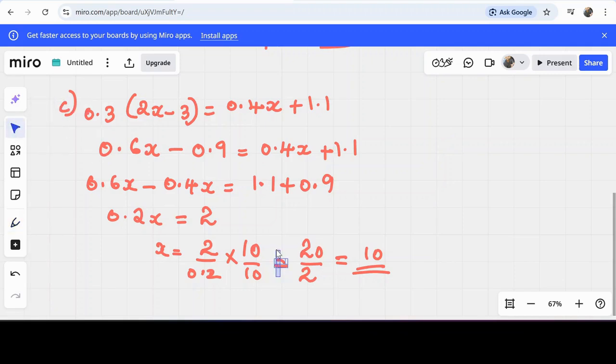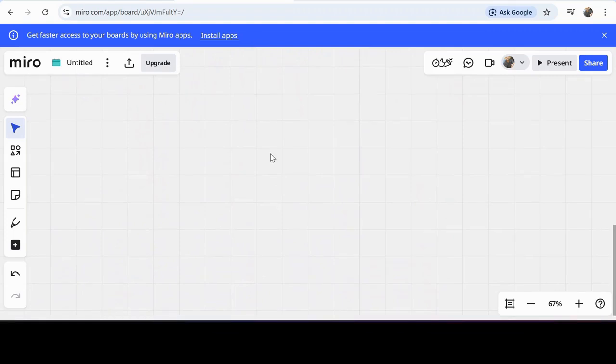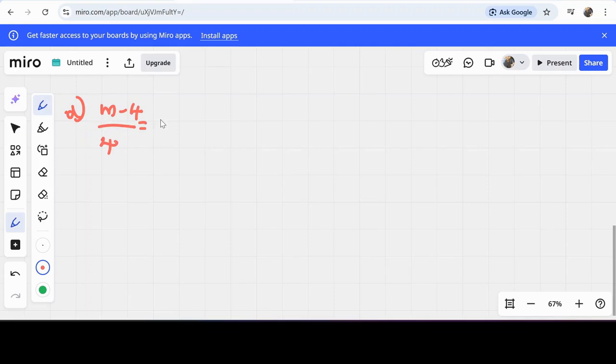Now we can do the next question. Question number 4, which is D. m minus 4 divided by 4 is equal to m minus 5 divided by 5.